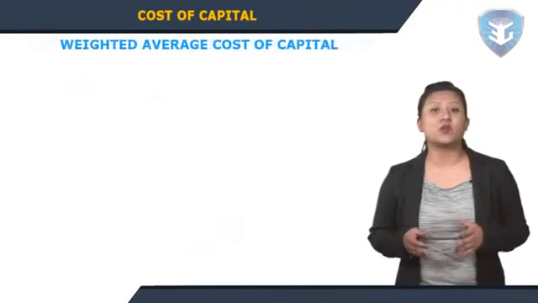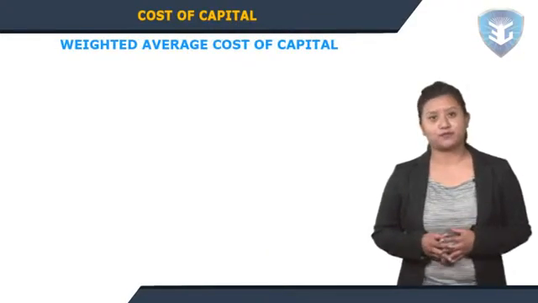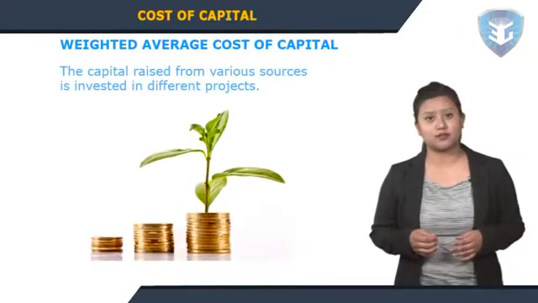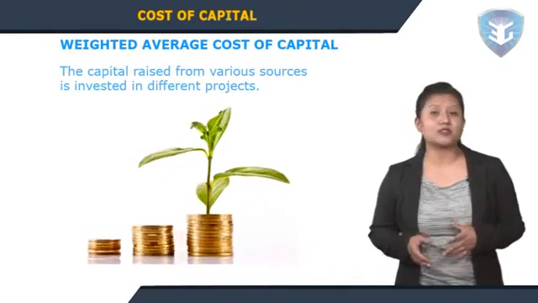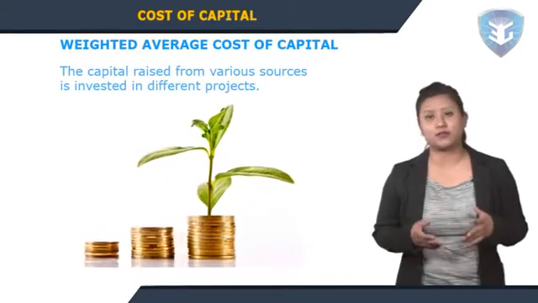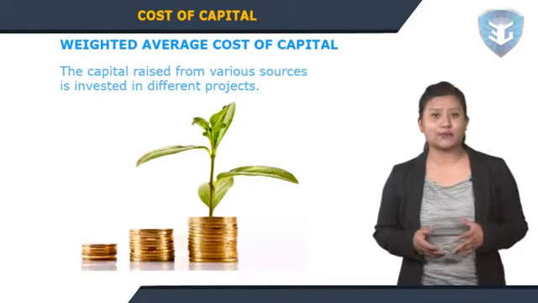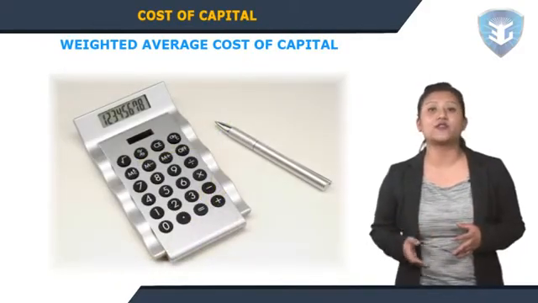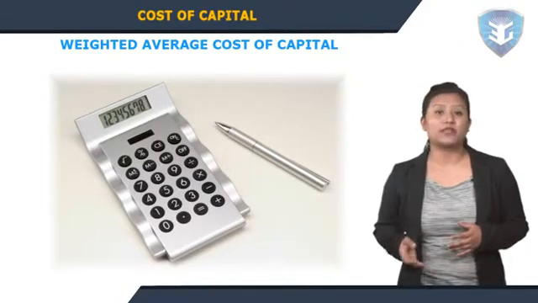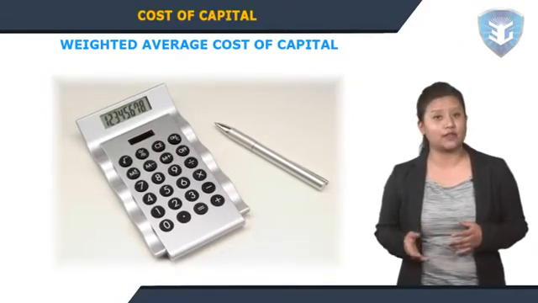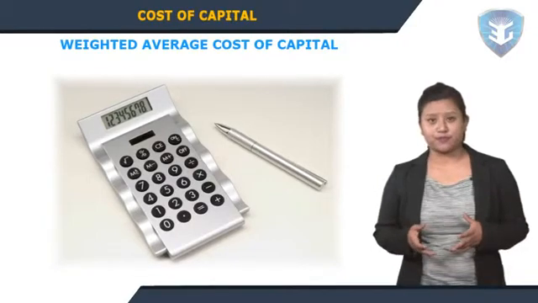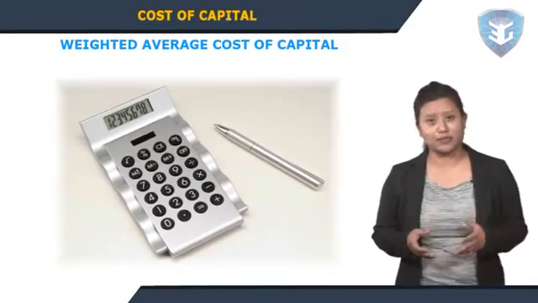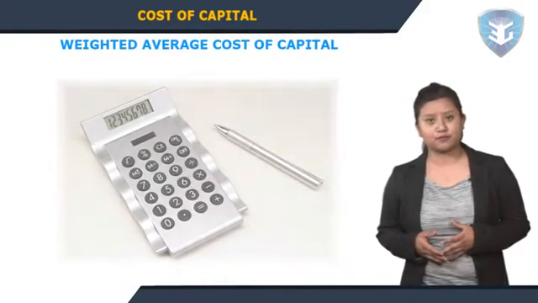Here we will discuss the weighted average cost of capital. The capital raised from various sources is invested in different projects. The profitability of these projects is evaluated by comparing the expected rate of return with the overall cost of capital of the firm. The overall cost of capital is the weighted average of the cost of the various sources of funds, weights being the proportion of each source of funds in the total capital structure. It is also termed as composite cost of capital, overall cost of capital, or average cost of capital.